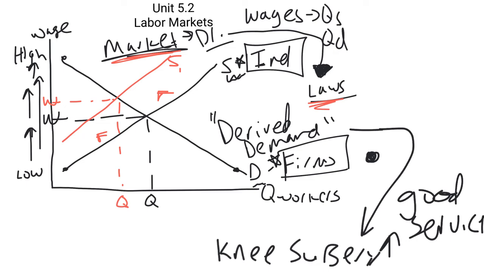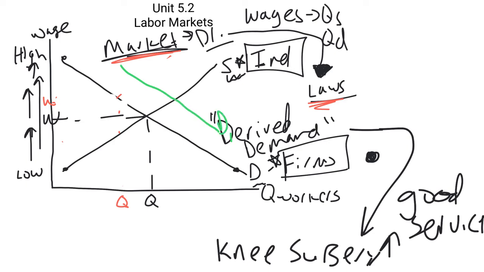Okay, so if you ignore my red line for a moment, and let's just say that we had an increase in demand for knee surgeries. Well, what would happen to the wage and quantity of doctors? So we'll do this one in green. Well, we know that the demand for workers is going to go up.